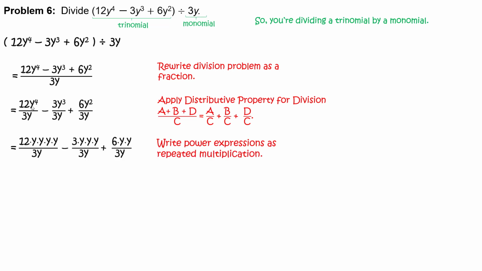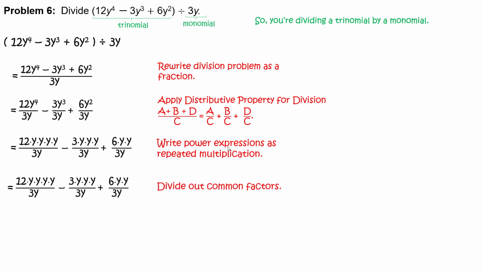Write power expressions as repeated multiplications. So y to the 4th, y cubed, y squared. Okay. Let's divide out common factors. 12 and 3 have a common factor of 3. Divide out the 3, you get 4 and a 1. y and y have a common factor of y. Divide out the y, you get 1. 3 and 3 have a common factor of 3. Divide out the 3, you get 1. y and y have a common factor of y. Divide out, you get a 1. 6 and 3, you get a 2 and a 1.